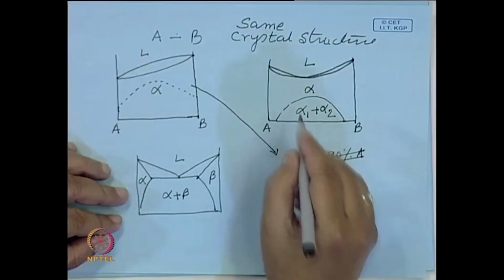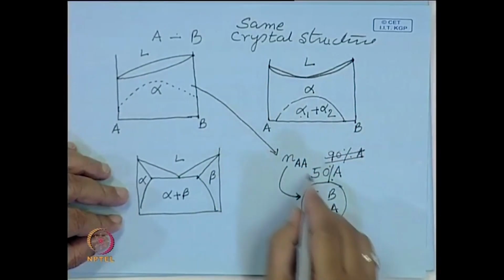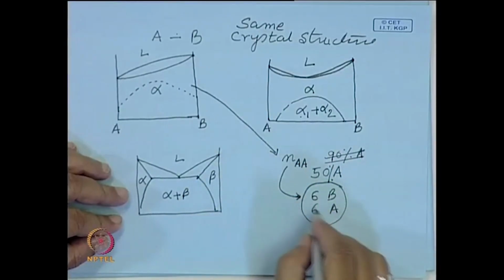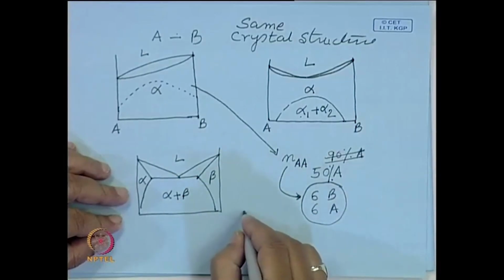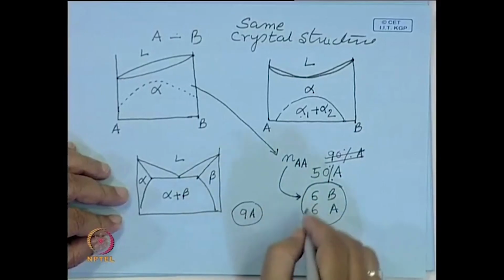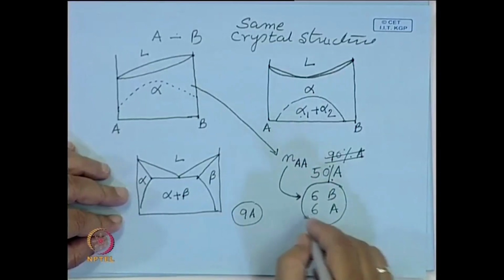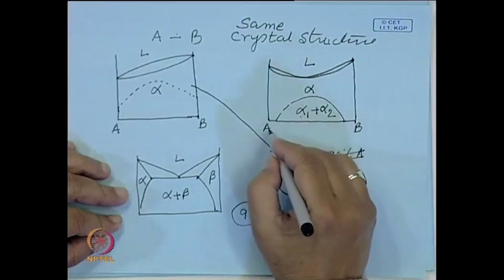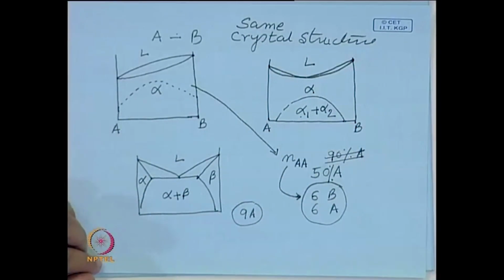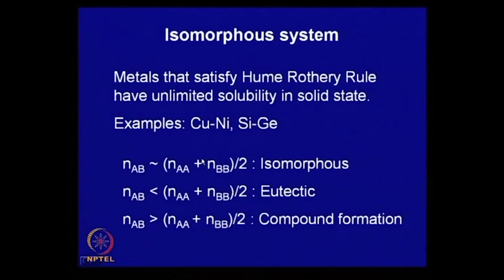Now, if this kind of clustering forms, the number of AA bonds will increase. That means, instead of 6 A atoms, an A atom may have 9 A atoms or even more surrounding it. Similarly, each B atom may have 9 or 10 B atoms surrounding it. That way a cluster forms, and ultimately it leads to a eutectic type of phase diagram. This is what is shown here: the condition for an isomorphous system is that the number of AB bonds will be equal to the average of N_AA plus N_BB over 2. This will exactly match the atom fractions, that is, the number of AB bonds will be given exactly by the composition of the alloy.